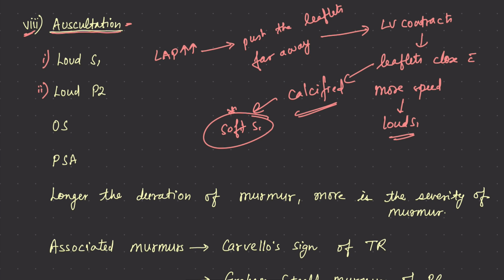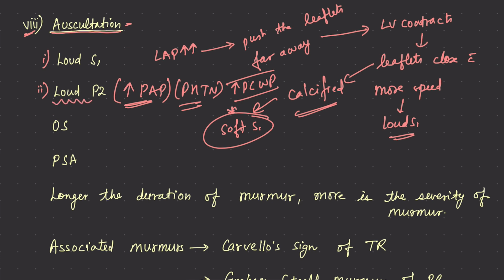Then there will be a loud P2. Why loud P2? Because of increased pulmonary artery pressure or pulmonary hypertension. Why? Because PCWP increases. And if it remains elevated for longer periods of time, it will cause pulmonary vascular remodeling, and it will cause pulmonary hypertension, and it will increase pulmonary artery pressure, which will cause a loud P2.